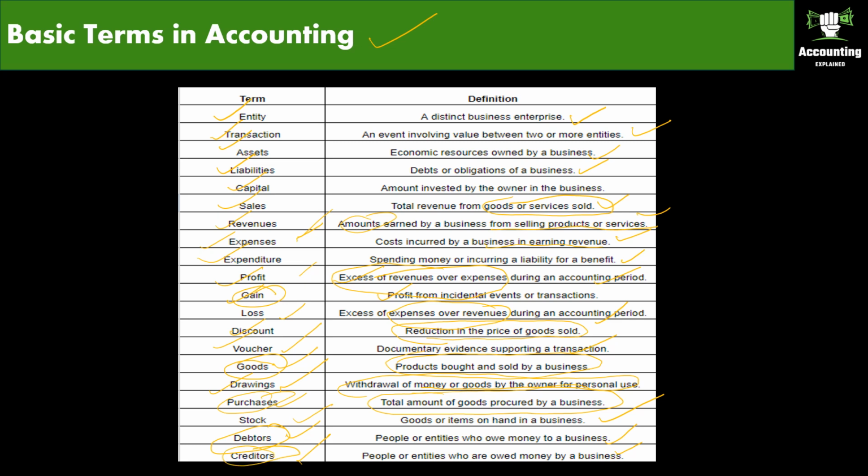So with this, we are completing chapter 1 of the 11th standard NCERT accountancy subject.